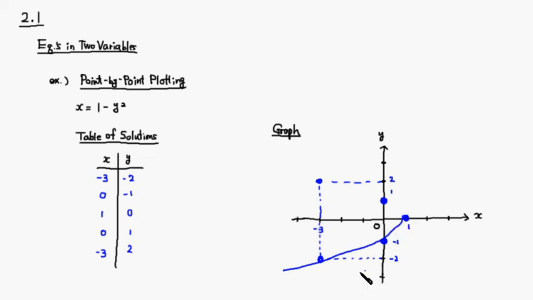Oops, I missed it. Maybe I'll do it again. I'm going to go here, here, and go here, and go somewhat like that. All right, so that's how you sketch the graph of an equation using the point-by-point plotting method. That's it. I hope that this was clear.